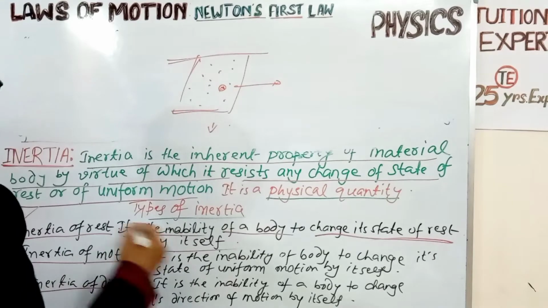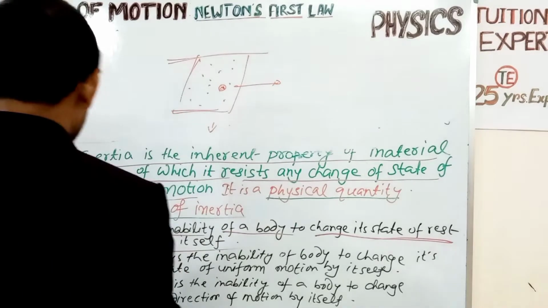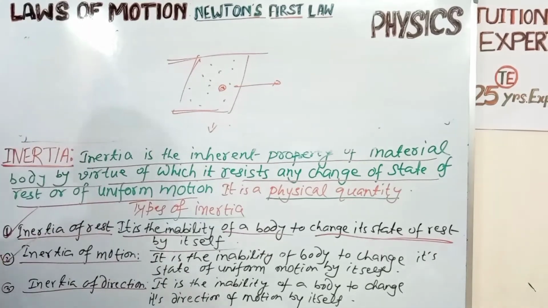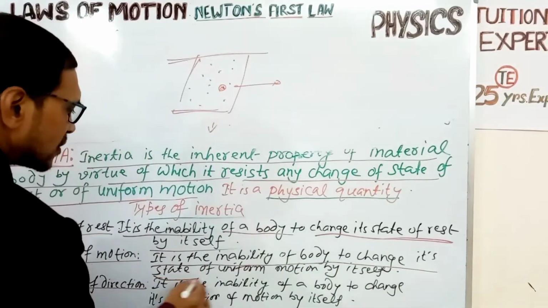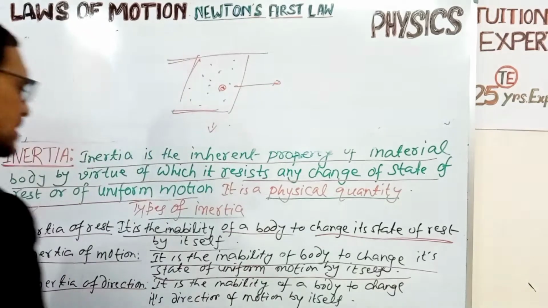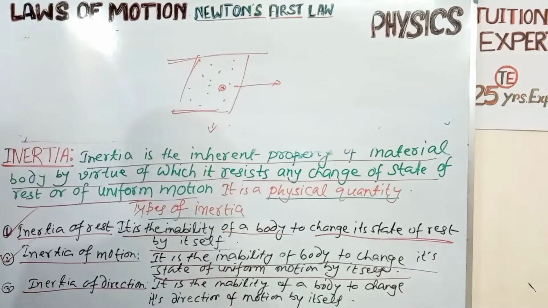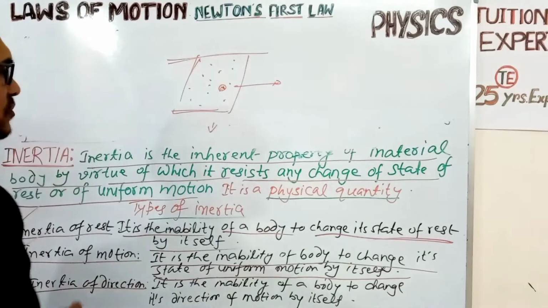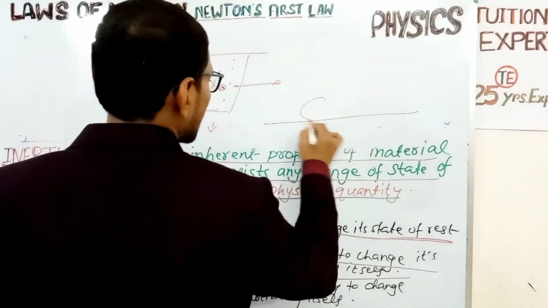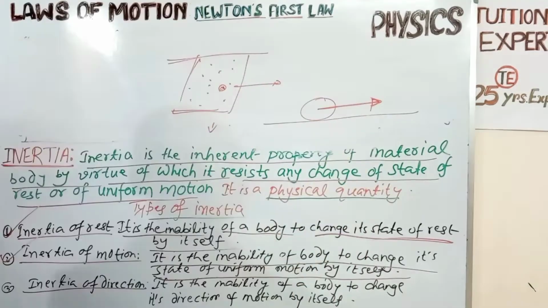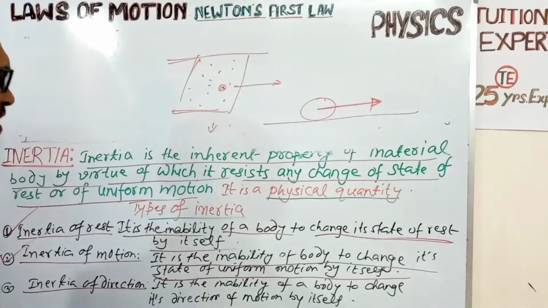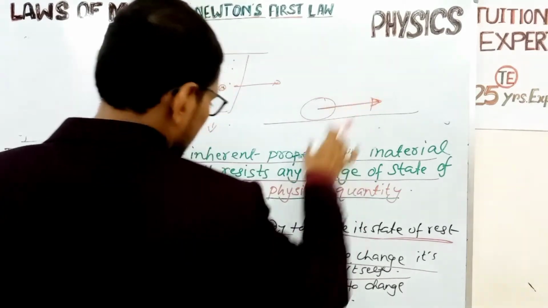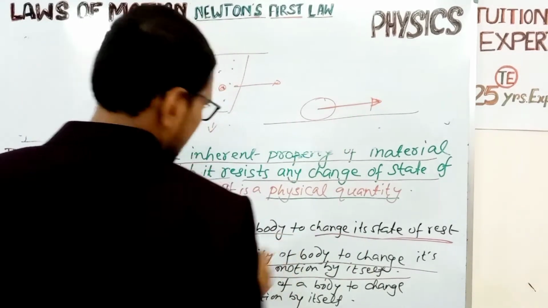So this is an example of inertia of rest. Now what is inertia of motion? Inertia of motion is the inability of a body to change its state of uniform motion by itself. That is, if a body is already in motion, then it is the inability of the body to change its uniform motion by itself.